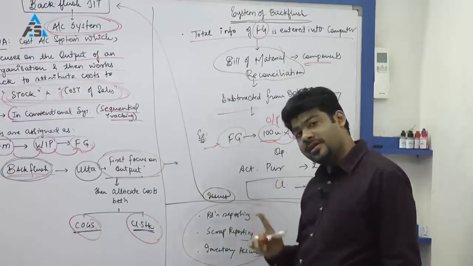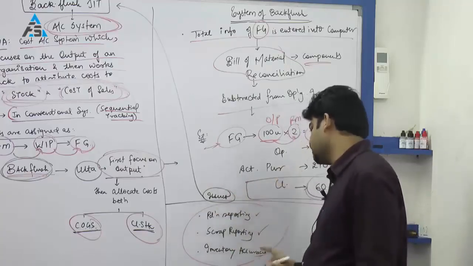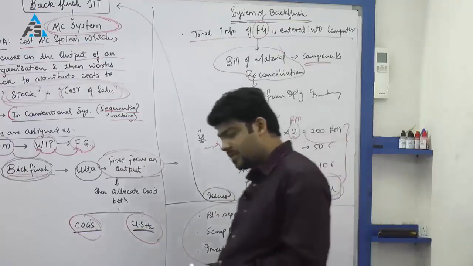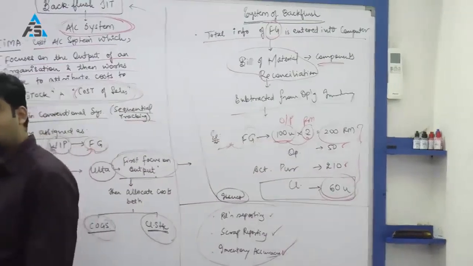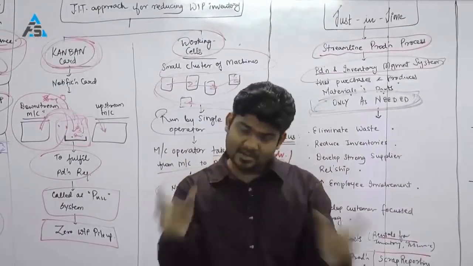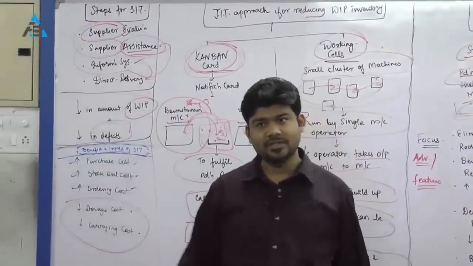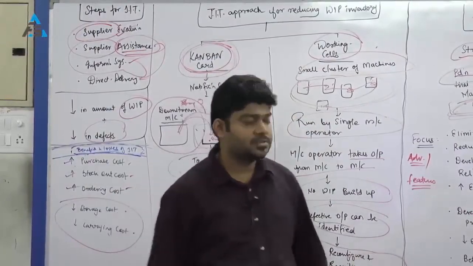Lastly, what are the issues with backflush? Production reporting अगर incorrect हुआ, backflush goes for a toss. Scrap reporting गलत हुआ, backflush goes for a toss. Inventory accuracies अगर बराबर नहीं है, मेरे पास कितना opening है, कितना closing है, वो सब बराबर नहीं है, then charging of cost to COGS and closing stock, opening stock will also be incorrect. So you have to take care of these things. If they are taken care of, then it is not a problem.